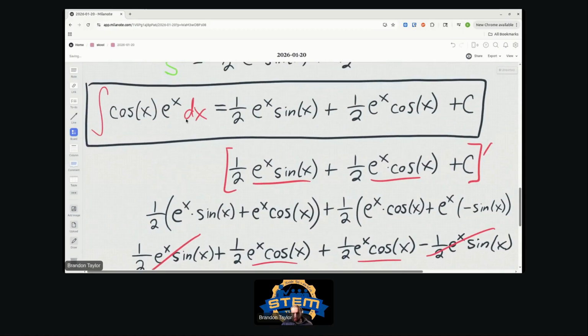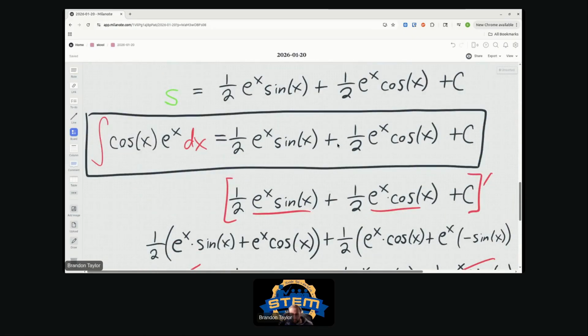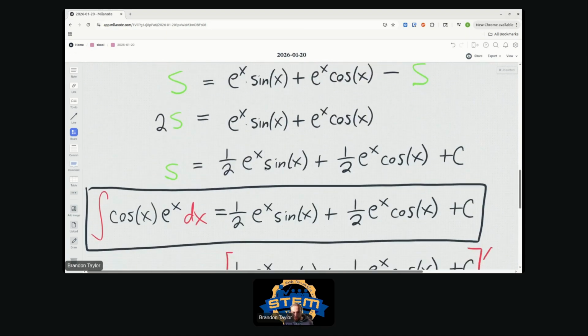So that's right. That's how we can prove that this antiderivative is the true antiderivative of what we started with. How do we know that? Because we took the derivative of it and we got what we started with. So there you go. This is a more complicated integration by parts problem.